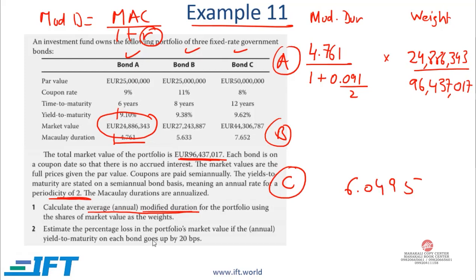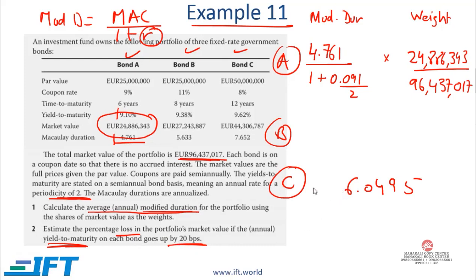The question then is, what happens to the yield to maturity? The question then is, estimate the percentage loss in the portfolio's market value if the YTM on each bond goes up by 20 basis points.